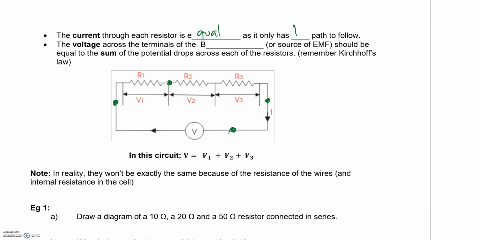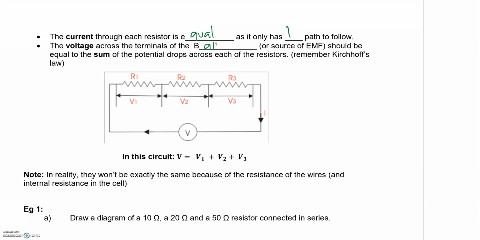So we've talked about adding the resistance. We've talked about the current being equal anywhere on the circuit. And lastly, of course, the voltage, which is a direct application of Kirchhoff's laws. The voltage across the terminals of, in this case, a battery or energy source, of EMF, remember, electromotive force, the force that motivates the electrons.